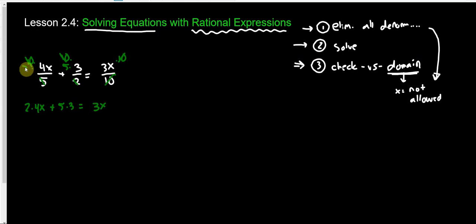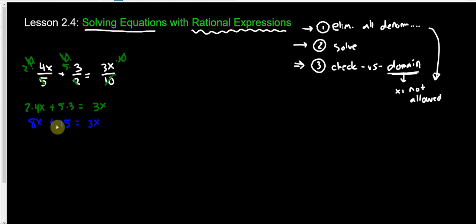Now, you could go ahead and multiply those, but if you're really cautious and want to write out the steps, the 10 and the 5 reduce down to 2. I'm just left with 2 times 4x, which is 8x. And 5 times 3, the 10 and the 2 reduce down to 5, and 5 times 3 is 15. And then I have 3x here, the 10 and the 10 divided out to 1.